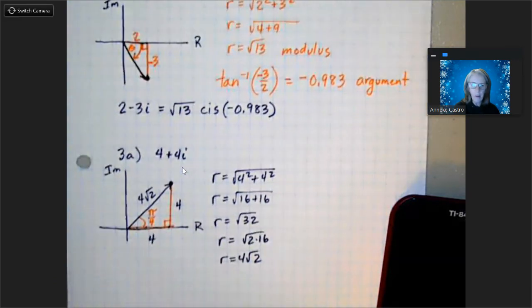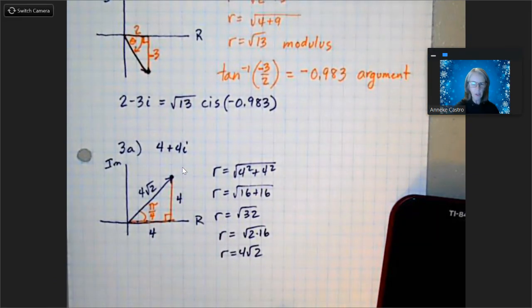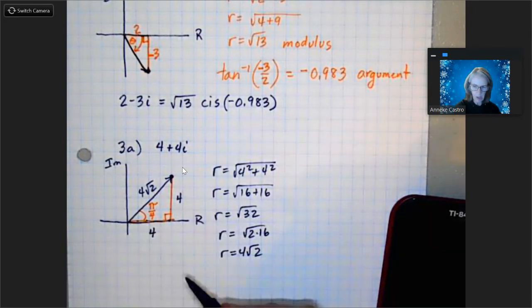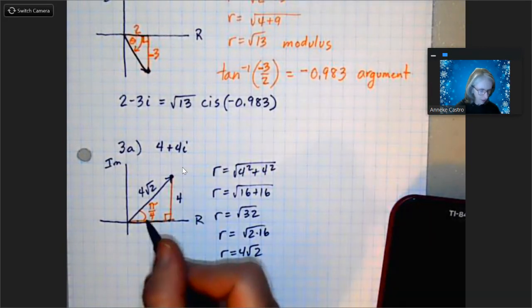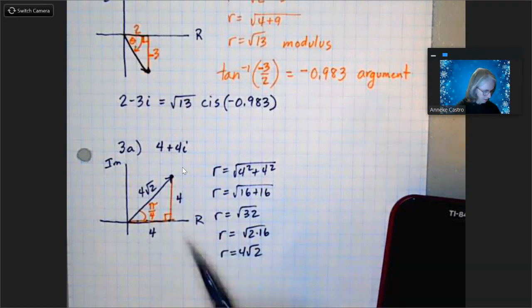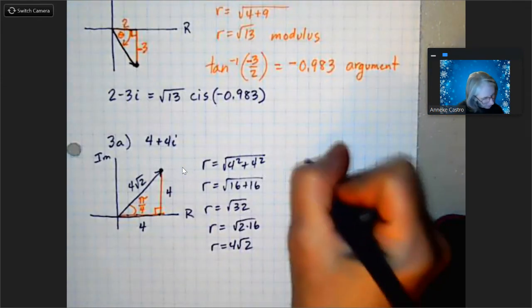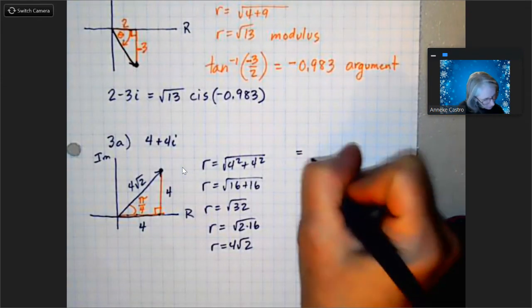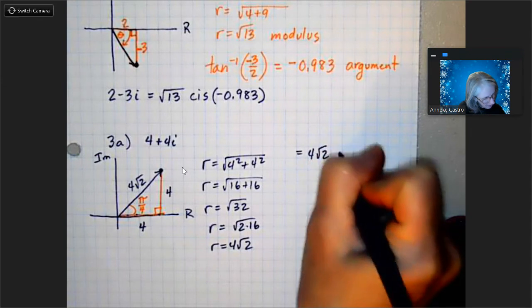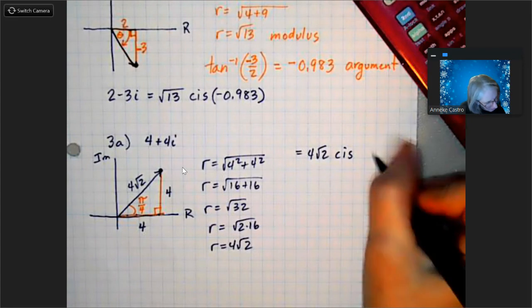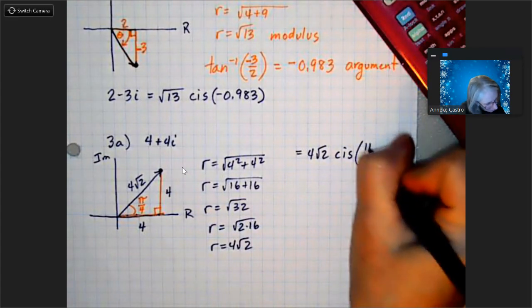So if you're comfortable with your shortcut triangles from geometry, it makes it really fast. I was able to just look at that and I knew what the modulus was. I was also able to just look at it. I knew that was pi over 4 because it's an isosceles right triangle. All right, so now I'm going to write it in this form right here. So my r is 4 root 2, and then cosine plus imaginary sine times pi over 4.